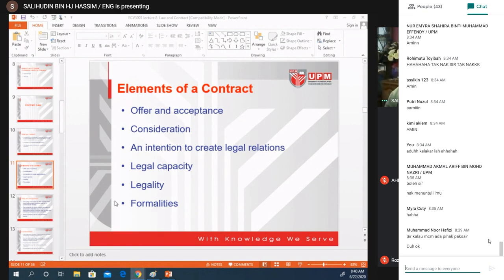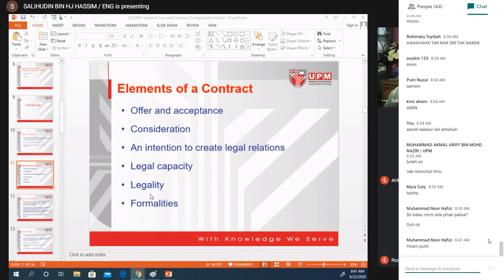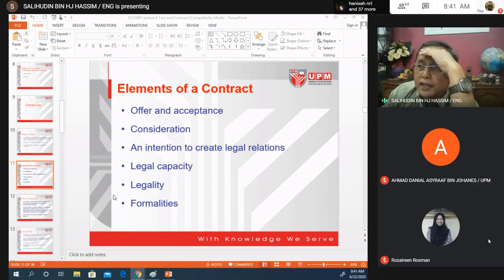What is formalities? Formalities is not a requirement. But formalities are important. Why? Because if there is any dispute, and you want a settlement, to recover the losses from those who breach the contract, you need to go to a court of law. Over there, they will ask for documents and proof. So that's why formalities become important.